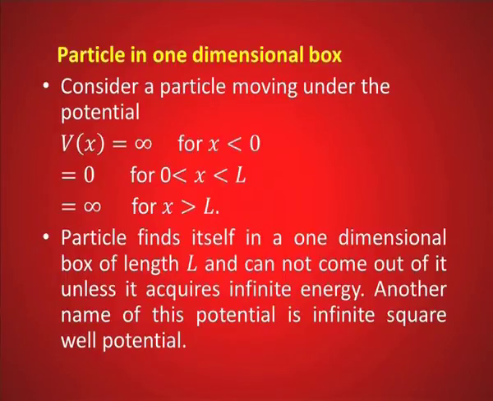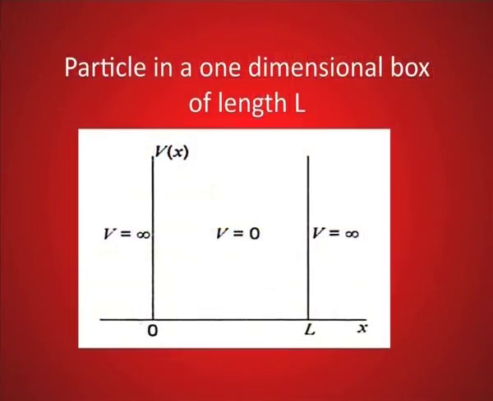So, you can say either it is a particle in a one dimensional box problem or it is an infinite square well potential. It is the same thing. This is the diagram corresponding to the particle in a one dimensional box of length L. You note here that the particle cannot move out of the region unless it has infinite energy to overcome the potential. Because it cannot have infinite energy, it will always remain in the box.